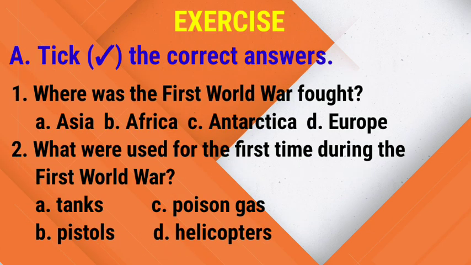Exercise. A. Tick the correct answers. 1. Where was the First World War fought? A. Asia. B. Africa. C. Antarctica. D. Europe. Answer is D. Europe. 2. What were used for the first time during the First World War? A. Tanks. B. Pistols. C. Poison gas. D. Helicopters. Answer is A. Tanks.